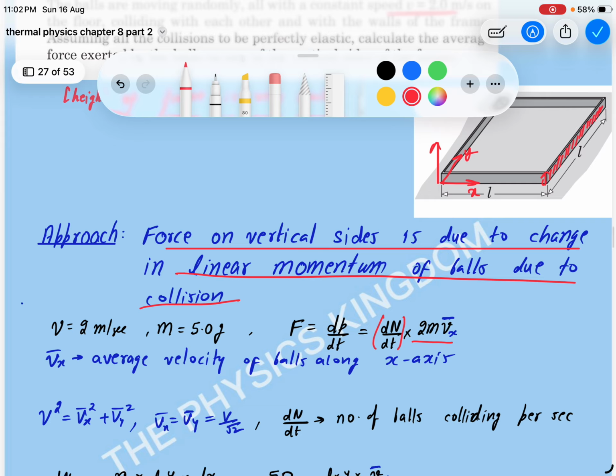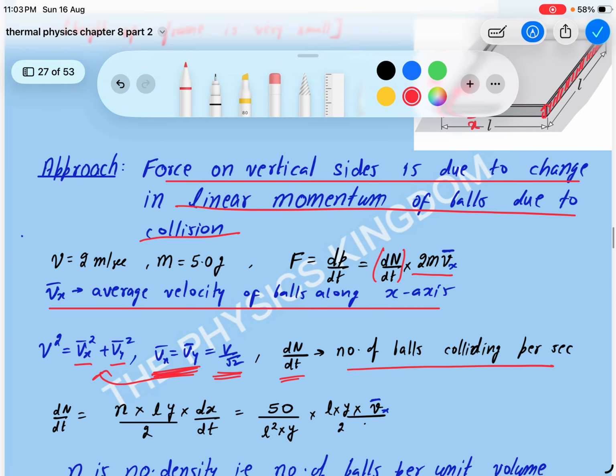Okay. So now Vx is the average velocity of balls along the x-axis. As I said, this can be written as Vx bar whole square. Since the particles are randomly moving, their chances of moving along x and y axis are equal. So Vx bar and Vy bar are equal. Substituting here, I am getting these are equal to V by root 2. So dn by dt, the number of balls colliding per second, right?